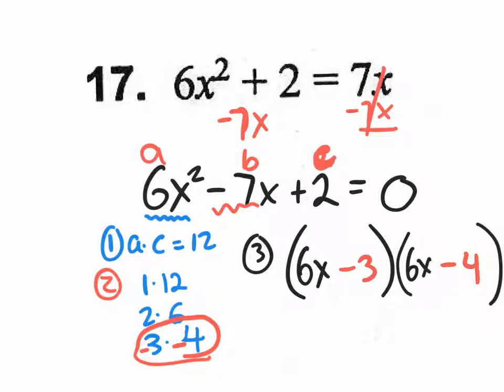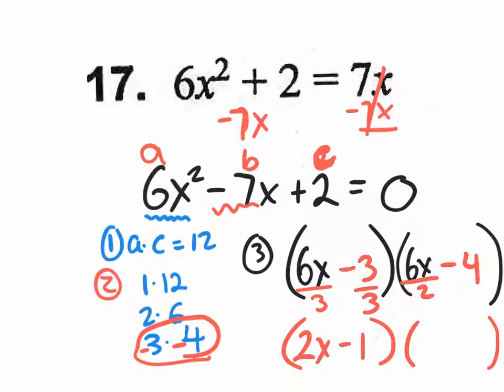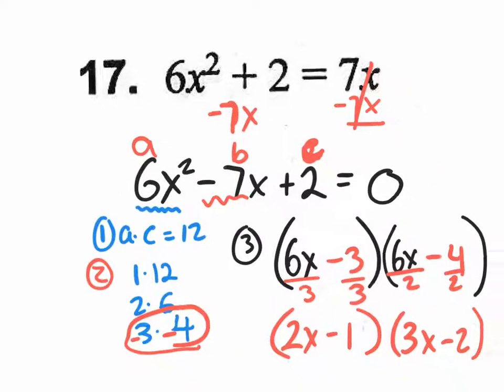And then we divide by the greatest possible factor on each of the binomials. This is step 4. So if you divide 6 by 3 and the 3 by 3, you'll get a simplified binomial of 2x minus 1. And the other one, let's divide by 2, and you'll end up with 3x minus 2. Now, this is the factored form.